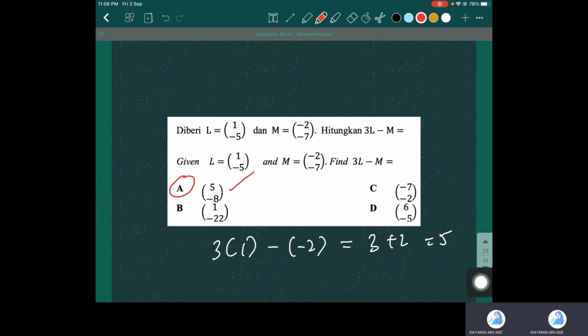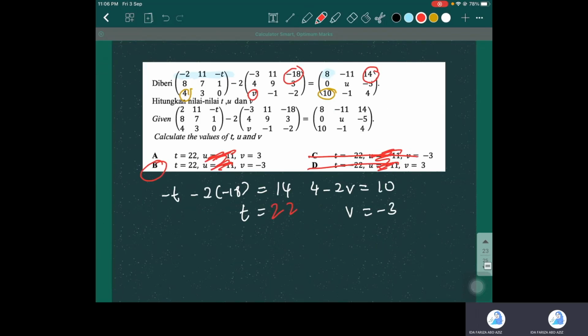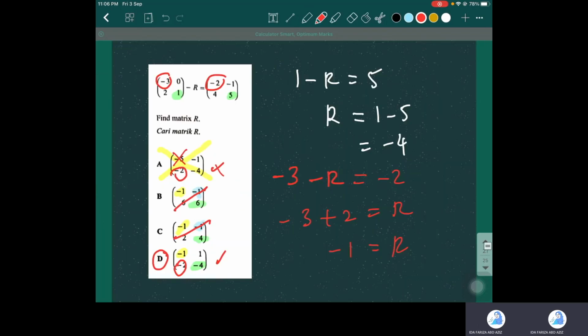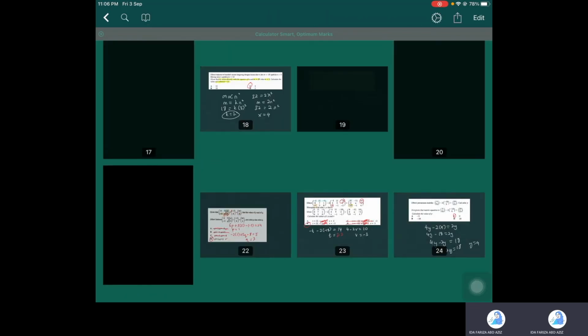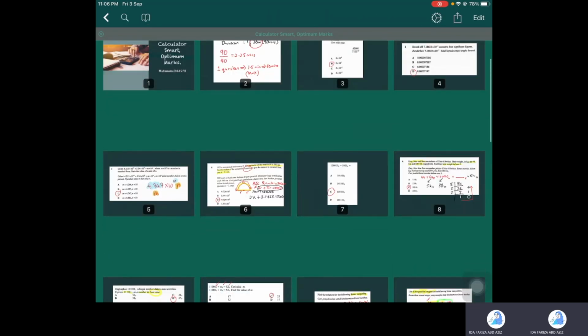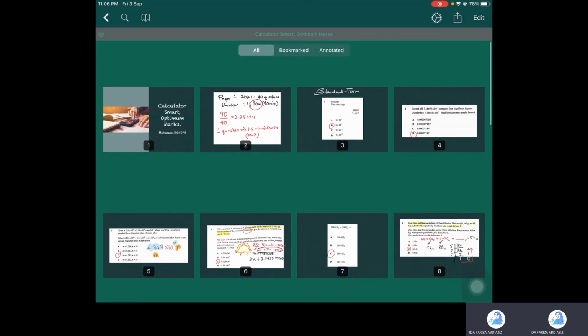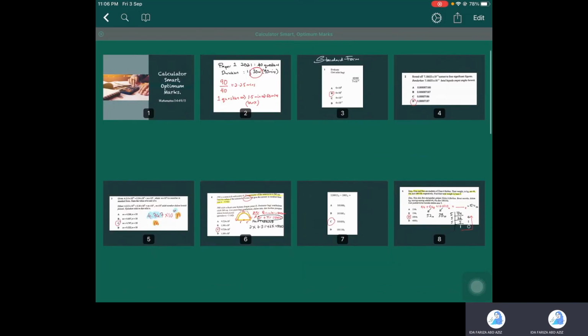Okay, so that's all. We have reached the last page. So that's all the sharing from me. I hope that all the calculator tips that we have learned today will be useful for you. Actually there are a lot more other questions that can be solved by using a calculator, but these are all the questions that I have opted for this session. I hope it will help you a lot.